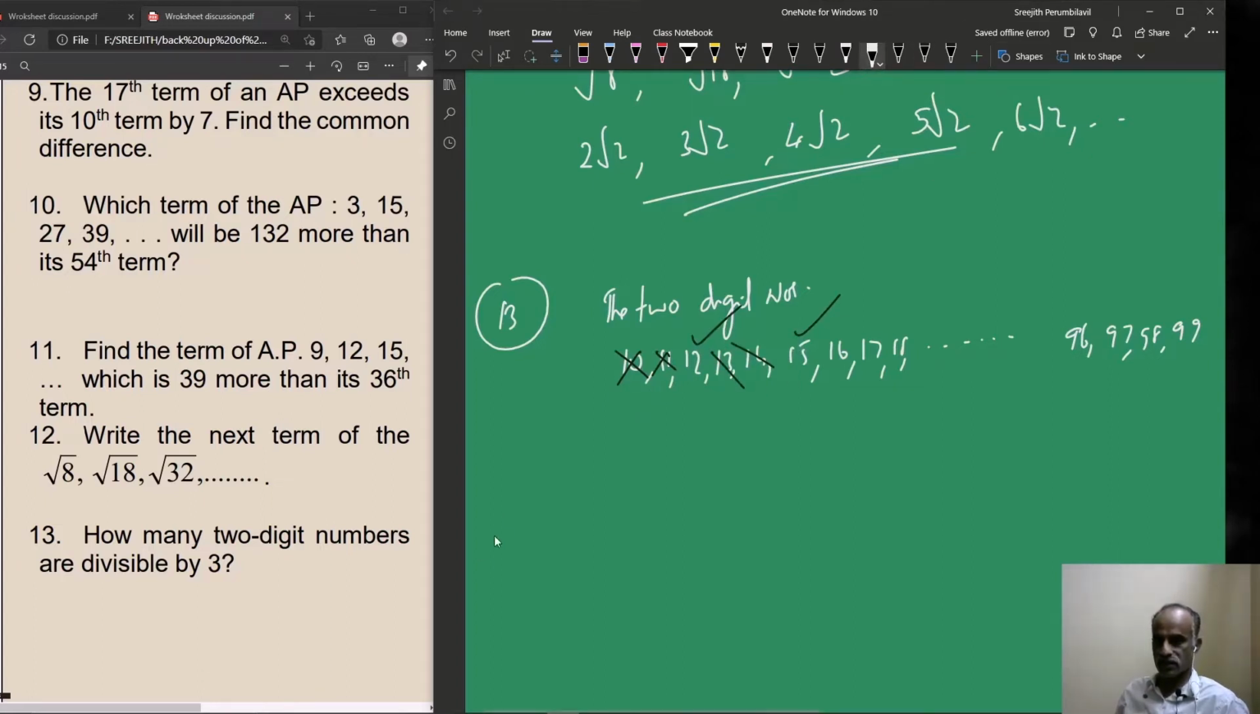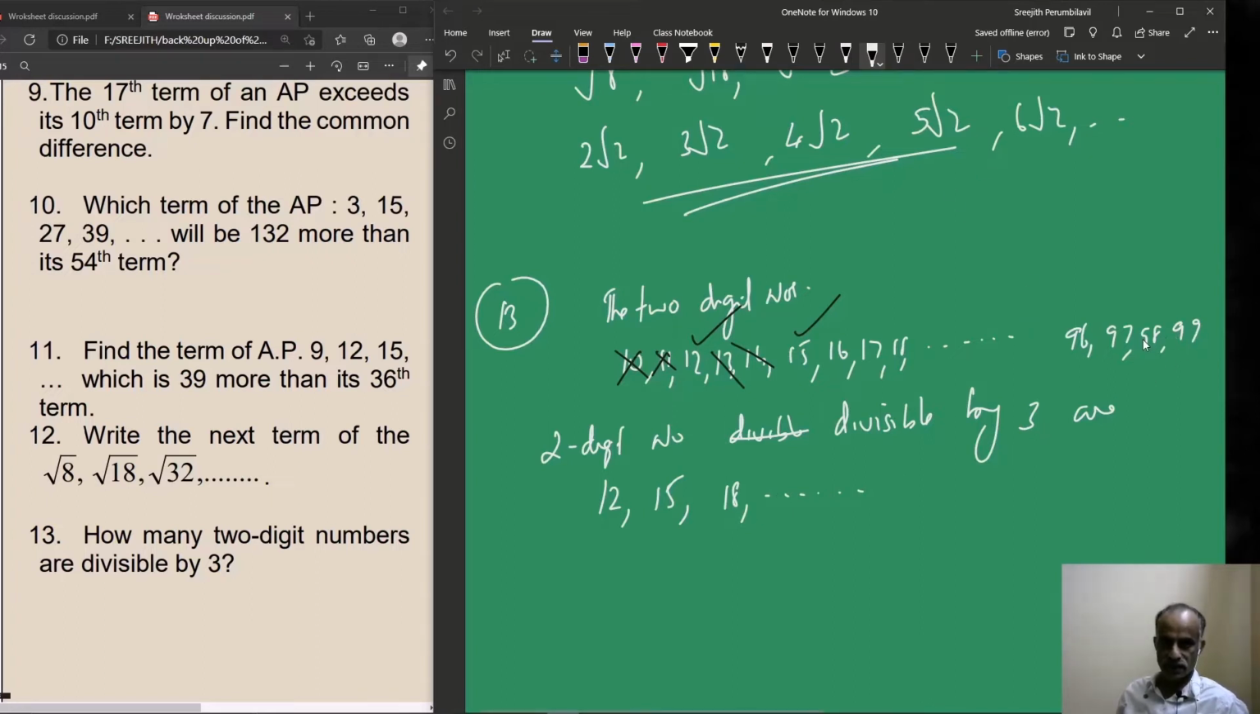So the 2-digit numbers divisible by 3 are, which are the numbers? They are 12, 15, then comes 18, etc. And the last one, 98 not divisible, 99 is divisible by 3. We have to know how many numbers are there.